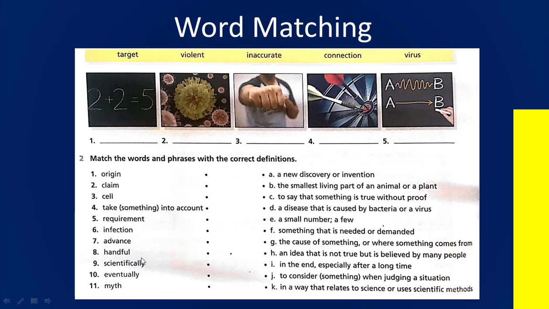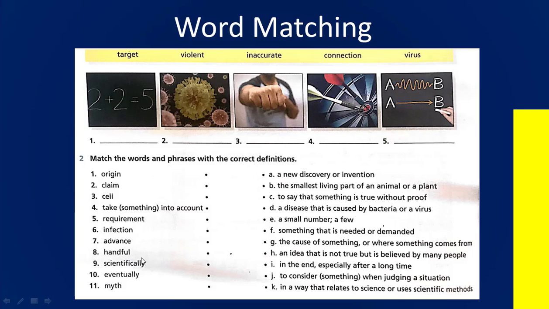So okay, how many of you can find the right answer with the definition, everyone? The teacher would like you to repeat again, everyone: number 1 G, number 2 C, number 3 B, number 4 J, number 5 F, number 6 D, number 7 A, number 8 E, number 9 K, number 10 I, and number 11 H. Okay, so this is the definition and word matching for part 1.